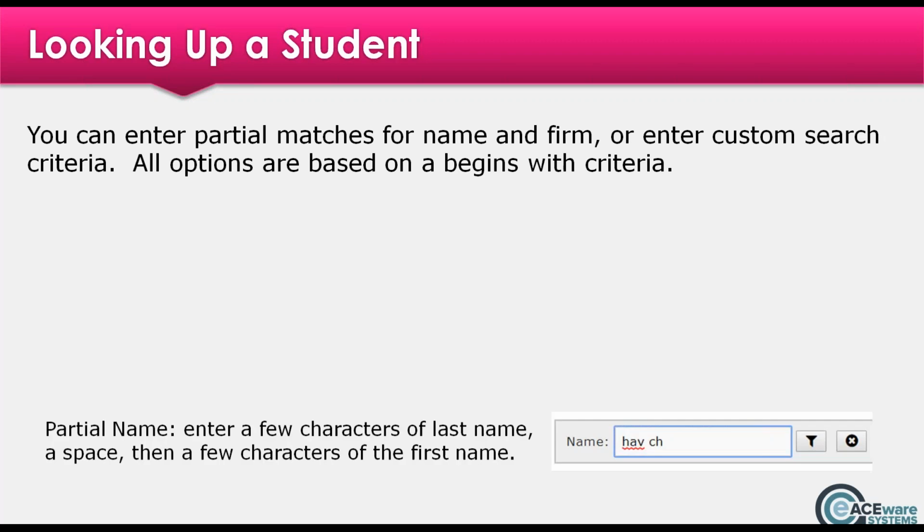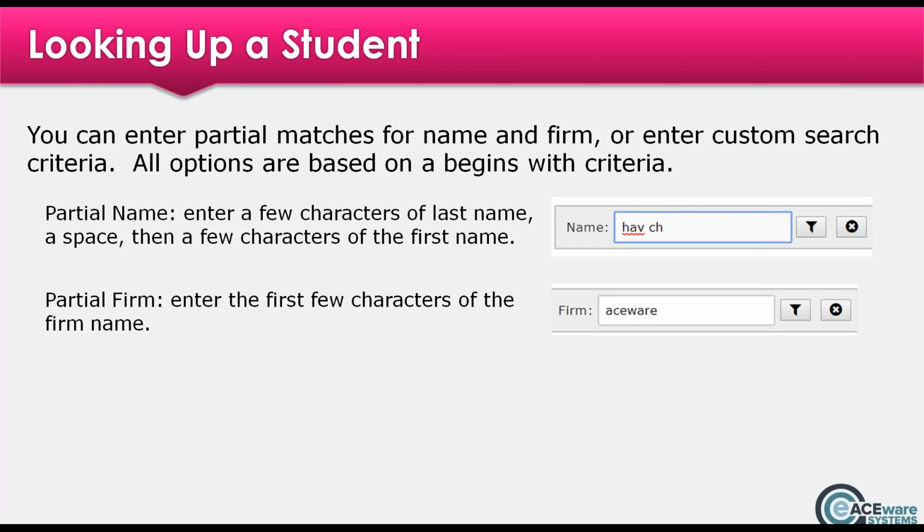For these first two options here, they're going to use a begins with on partial matches. So you can't use a portion that's contained in the middle of someone's name, but it will obey the begins with operation to be able to look up a name. You do need to enter names, last name, and then a space, and then the first name.